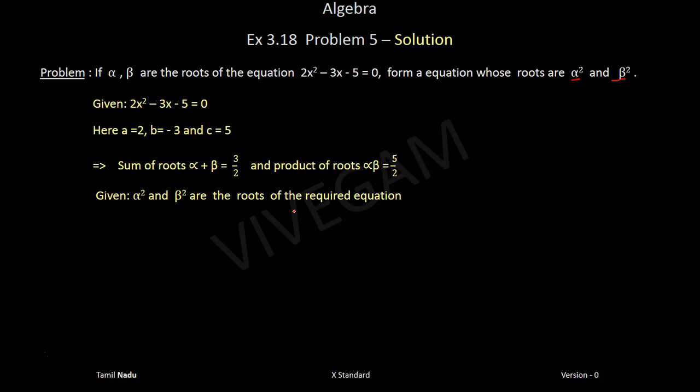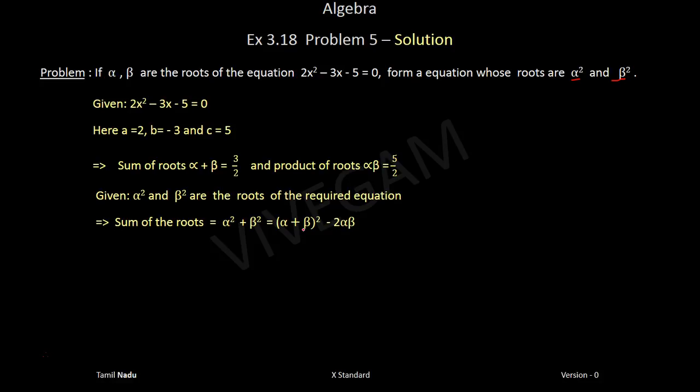Now, we are given that the roots of the required equation are alpha square and beta square. What is the required equation? Let's find the sum of the roots. The sum of the roots will be alpha square plus beta square. And what is alpha square plus beta square? That is alpha plus beta the whole square minus 2 alpha beta.